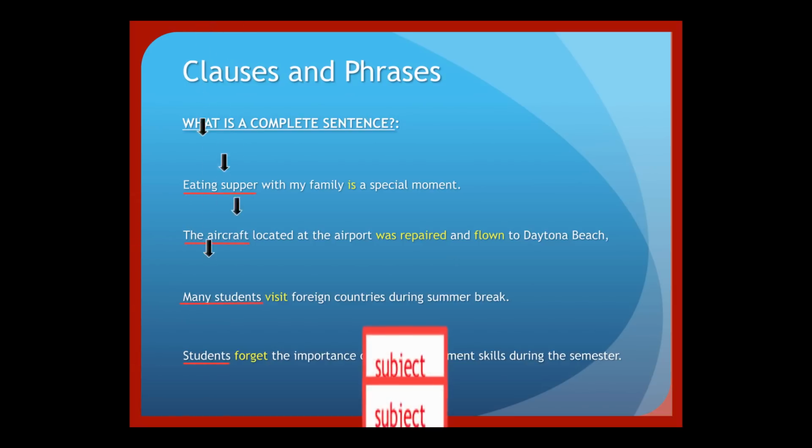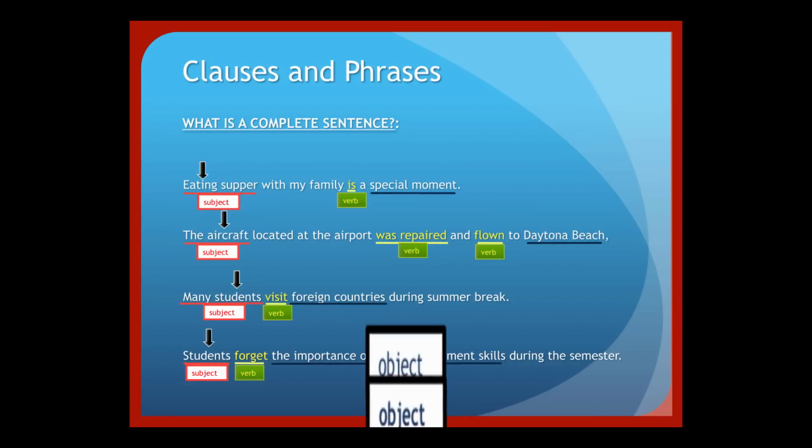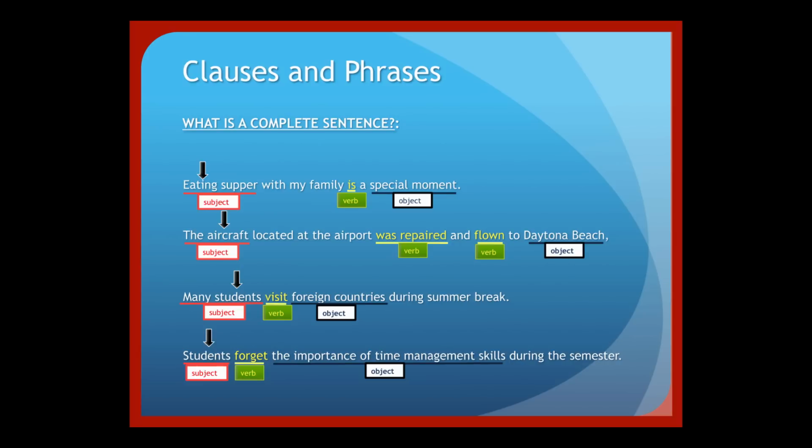Usually the subject is at the beginning of the sentence and the verb follows the subject. The sentence pattern is S plus V. Also, many sentences have an object or an object complement, such as a noun, an adjective, or an adverb. When an object is attached, the sentence pattern is S plus V plus O. Therefore, the subject performs the action, the verb describes the action, and the object receives the action.